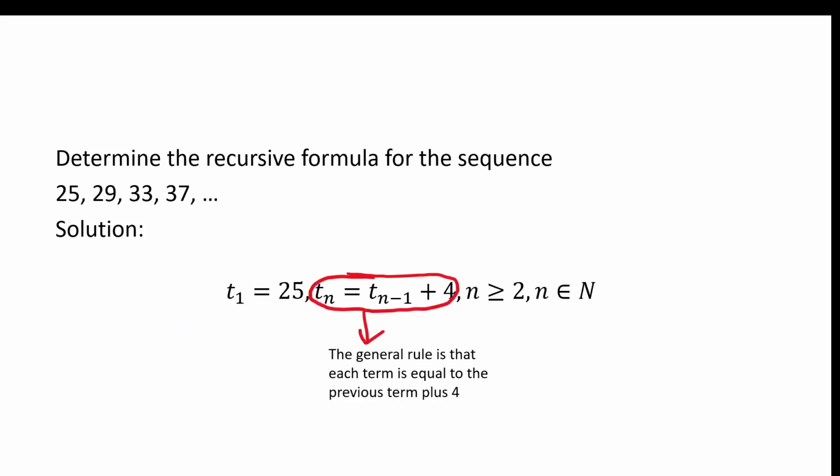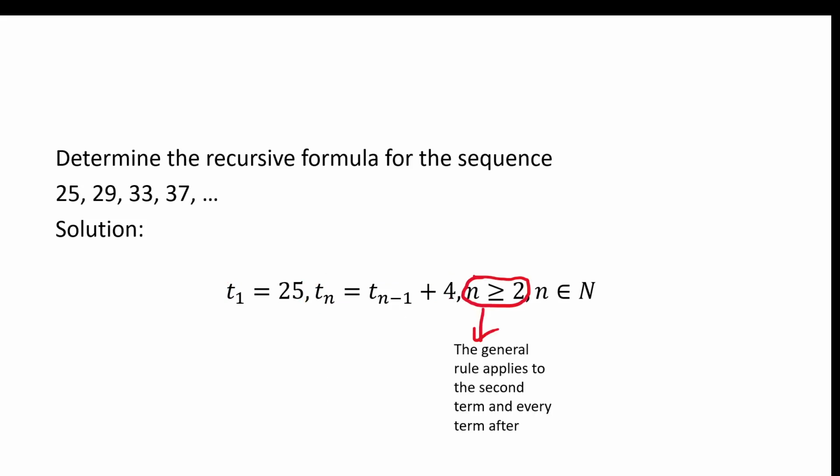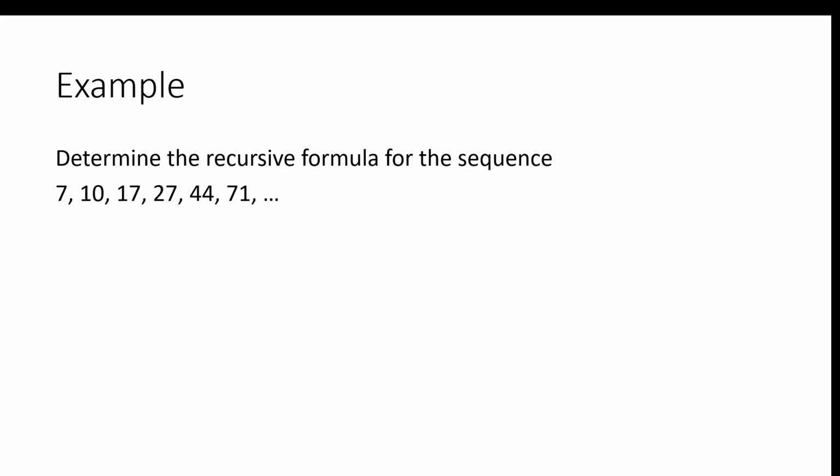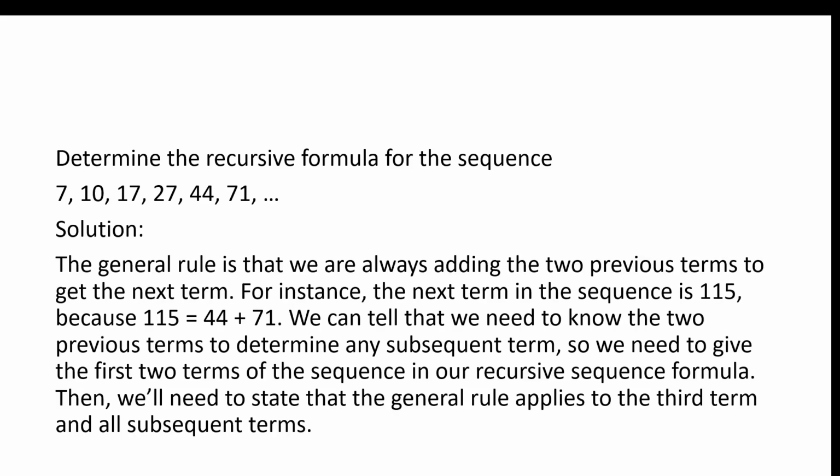The next circled term means the general rule is that each term is equal to the previous term plus 4. The general rule applies to the second term and every term after, and the ordinal position of any term will always be a natural number. Well, how about if we have this sequence here? This is perhaps a little more complicated. The general rule is we're always adding the 2 previous terms to get the next term.